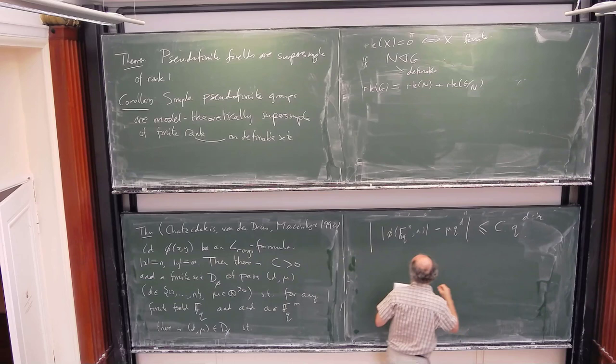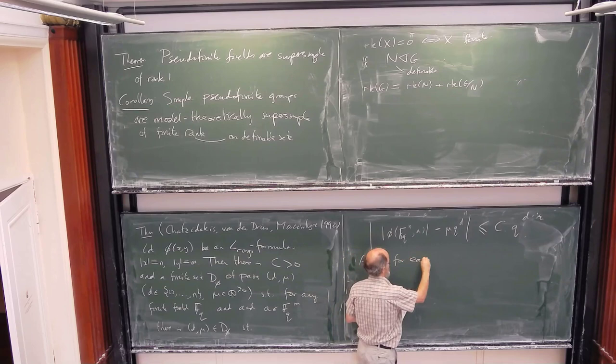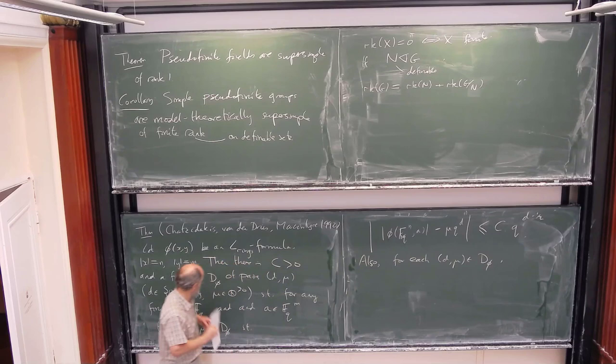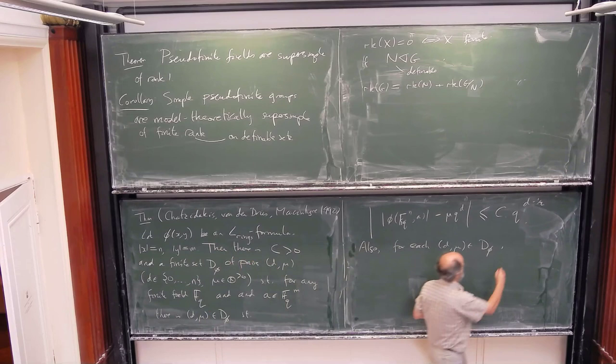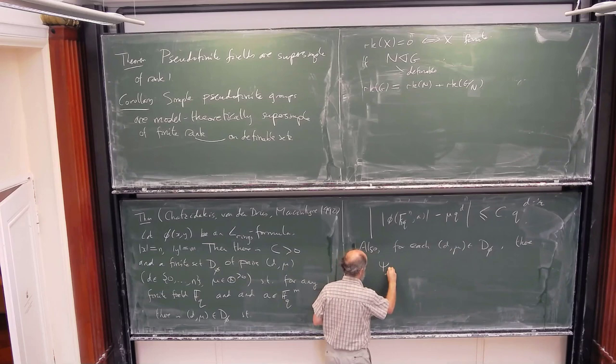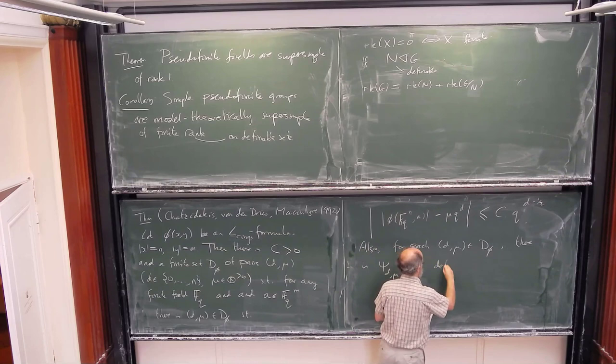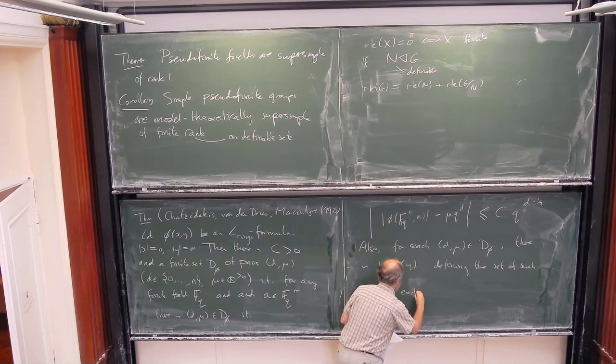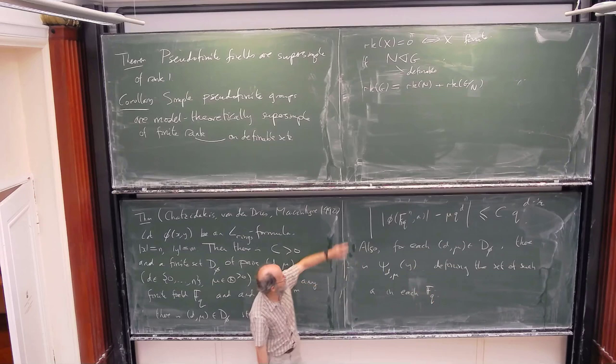And then also, the kind of definability clause: for each d mu in my finite set d phi, I've got a formula which tells you that it's that pair d mu which is equal. So there is psi sub d mu of y defining the set of such A in each FQ. So this is a kind of definability clause. Maybe it's best to focus mainly on this first condition.